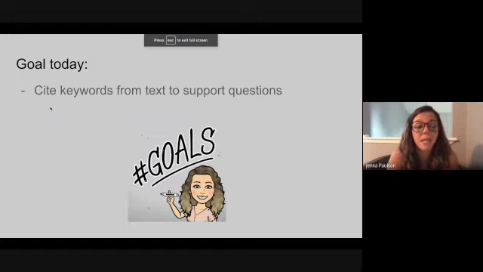Our goal is to cite some keywords from text to support questions. So by the end of this class, this is what you're going to be able to do. You will be able to look at text and cite the keywords to support questions that I will ask. All right? That's our goal.